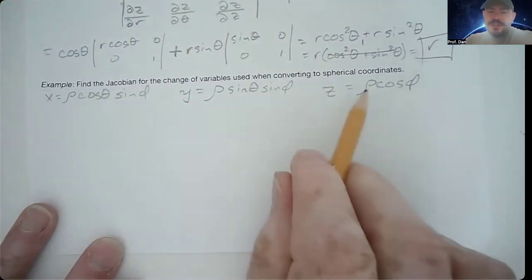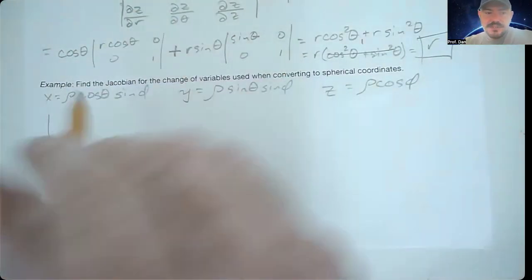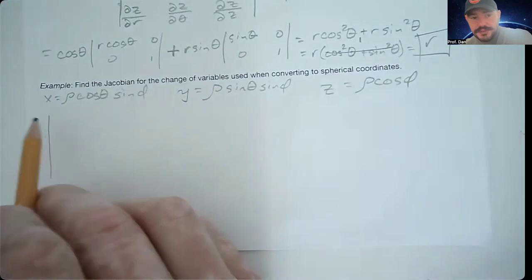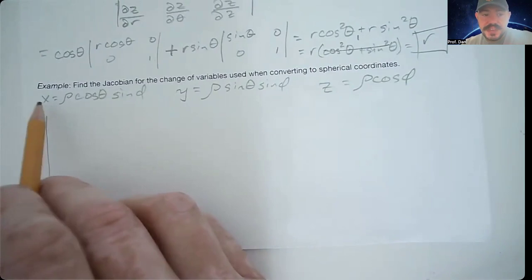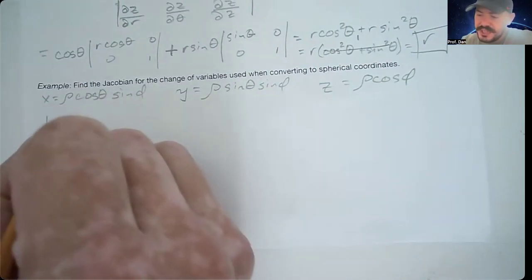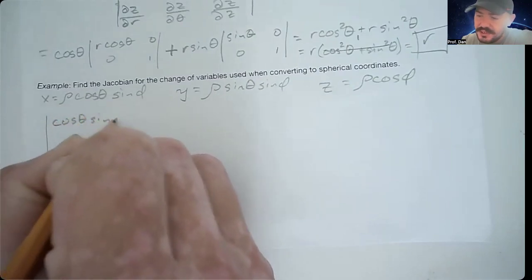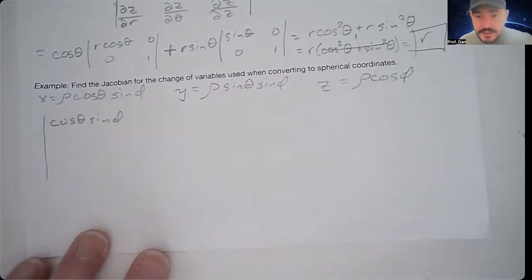So now that we've written those out, we can set up our Jacobian matrix. I'm not going to write that part out. I'm just going to take my partial derivatives. So we're starting off with partials of x. With respect to rho would just be the rest of this. So cosine theta, sine phi. I can either do theta or phi next. It doesn't actually matter as long as I'm consistent with this. But to keep it in solid roots, we'll do phi for the second one.